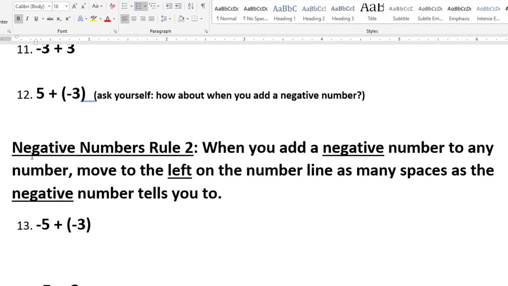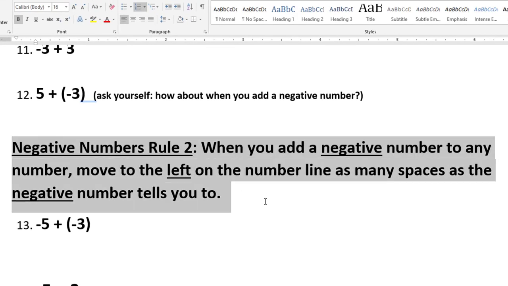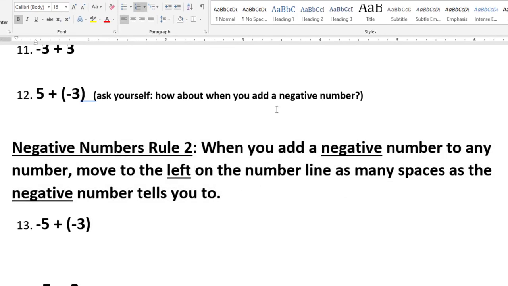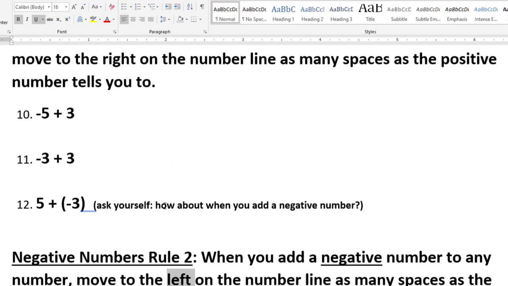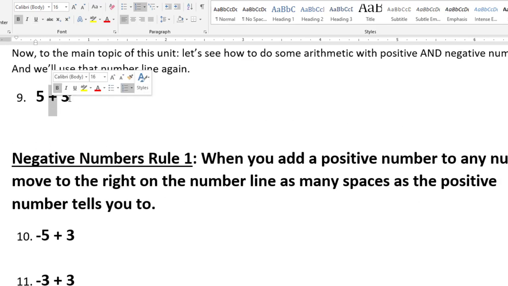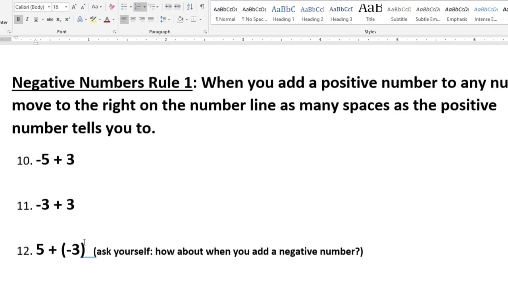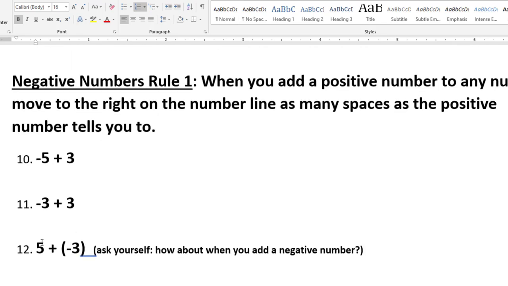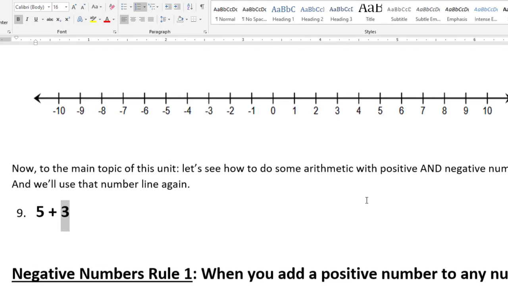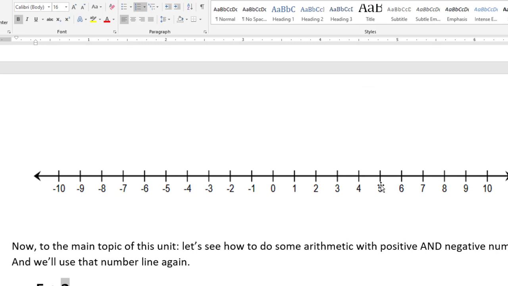And what I've done is I've encapsulated that in negative numbers rule number 2. When you add a negative number to any number, move to the left, however many spaces the negative number tells you to. So adding positive numbers moves you to the right. Adding negative numbers is going to move you to the left. So 5 plus negative 3, I'm going to start at 5. 1, 2, 3. 5 plus negative 3 is going to give you 2.